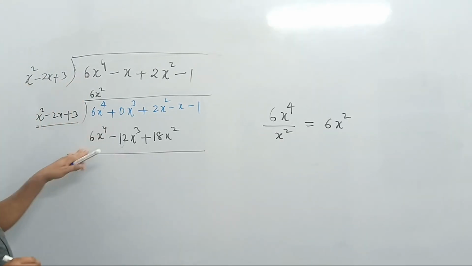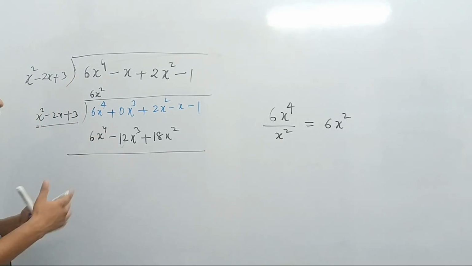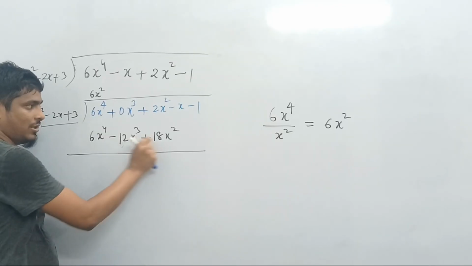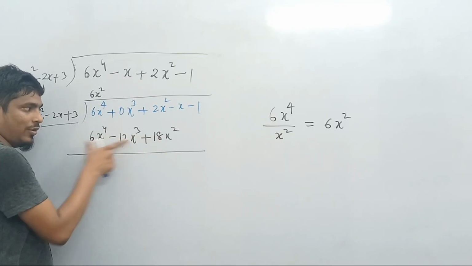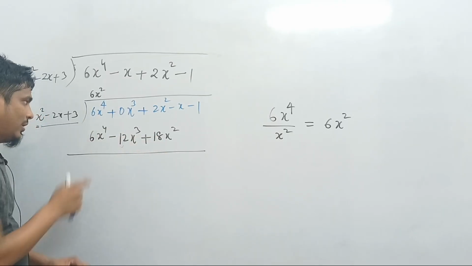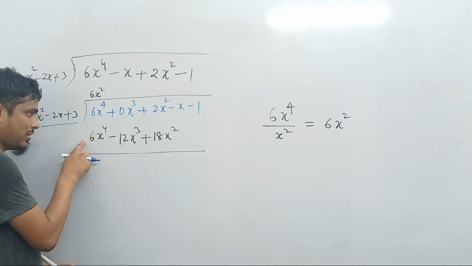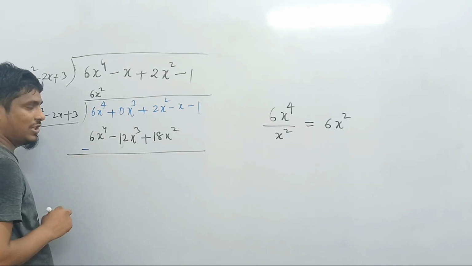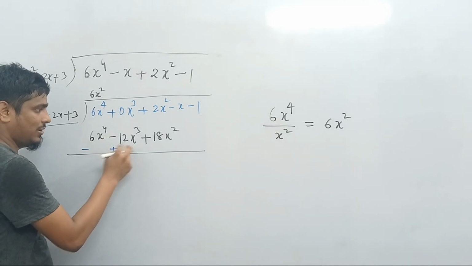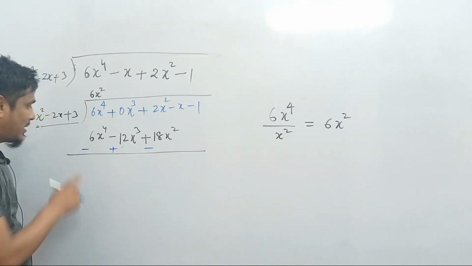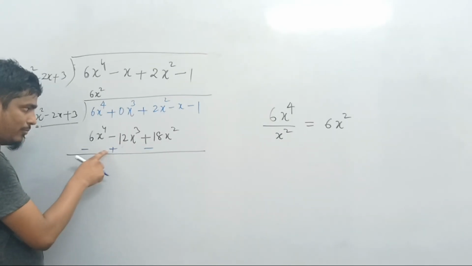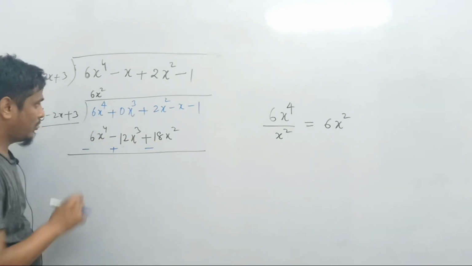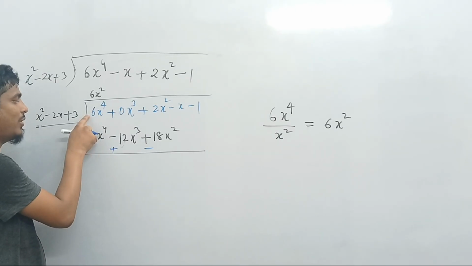Now we need to subtract. In order to subtract, we look at the signs of this polynomial, which I have written down here. We need to change the sign of each term: plus changes to minus, minus changes to plus, and plus changes to minus. Now the signs of these terms, the blue ones, are minus, plus, minus. So now we are operating these two: plus, minus.